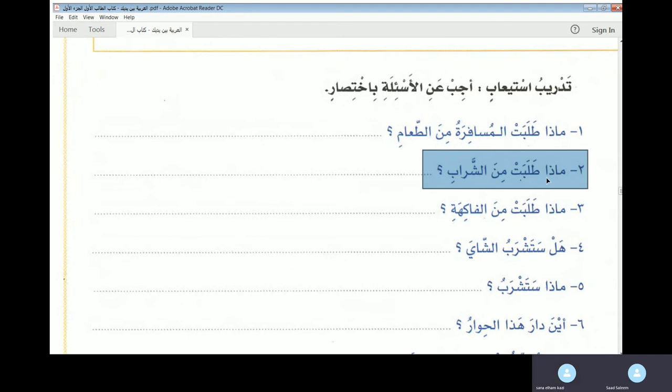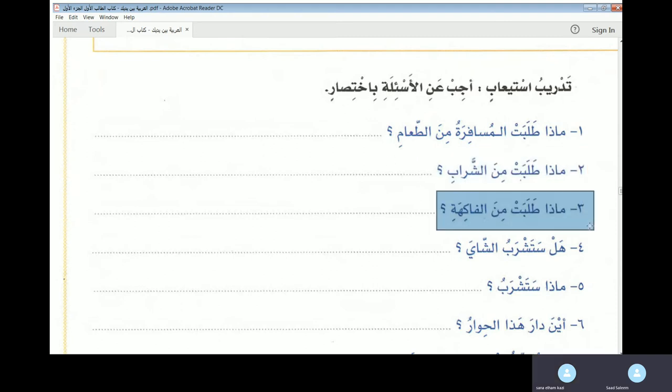Maza talabat minash sharabi. Maza, what did she order from the drinks? Talabat shai wal ma. She ordered water from the drinks. Only water. She ordered. So, talabat ma'an minash sharabi. Okay.